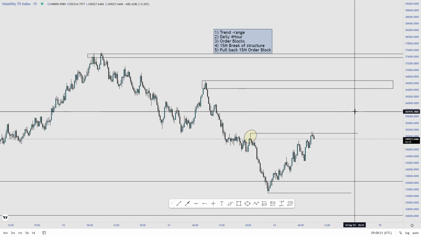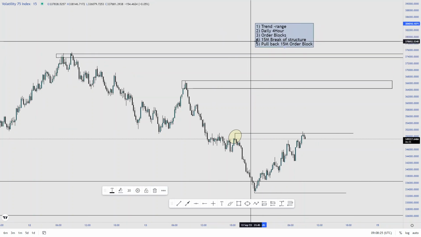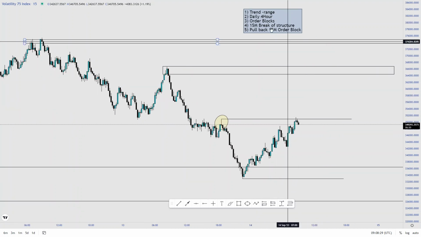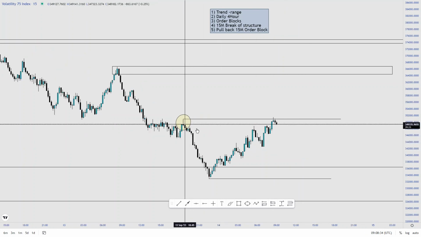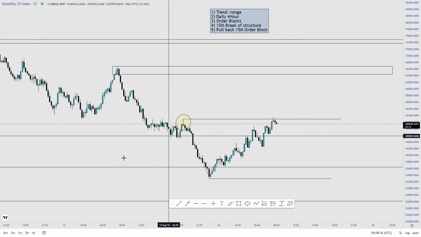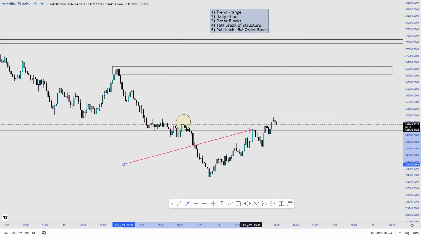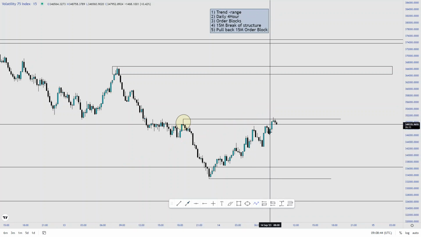So now we are basically on our step 5, right? We must wait for a pullback before we wait for our structure. We didn't get a structure break yet, right? Because price is still trading at this high, as you guys can see right here. We're still currently trading at this high. So we must wait for price to break above, right? To do something like this.